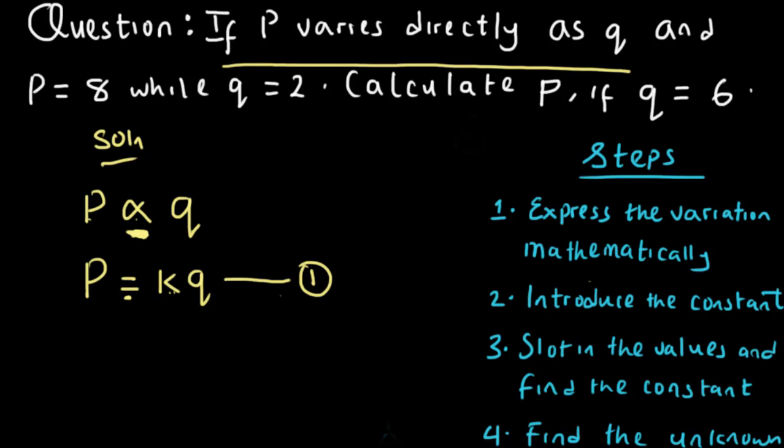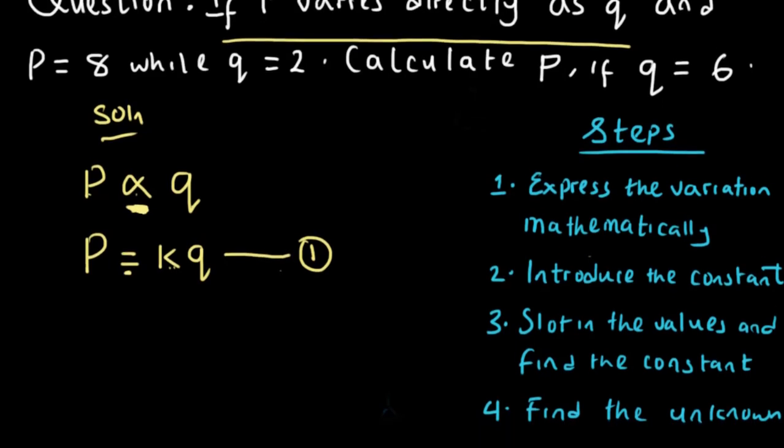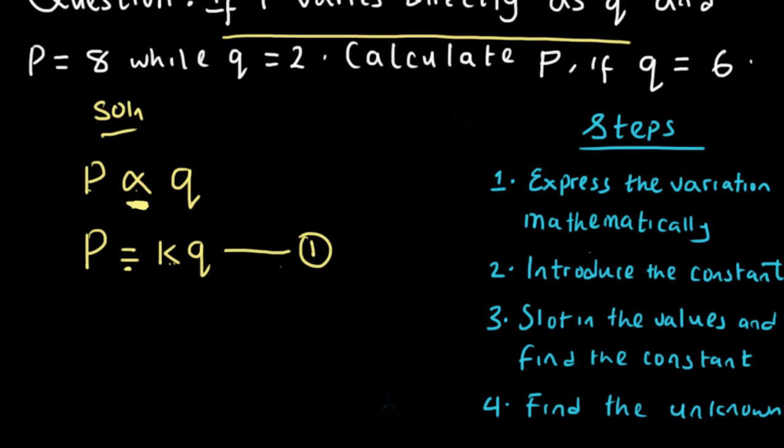Now, before we go to step 3, I would like to name this equation equation 1. Does that make sense? Now, let's go to step 3. Slot in the values and find the constants. So what are the values? If you look at the question, we are told P equals 8 and Q equals 2. So we slot it into equation 1. P equals 8 and Q equals 2.